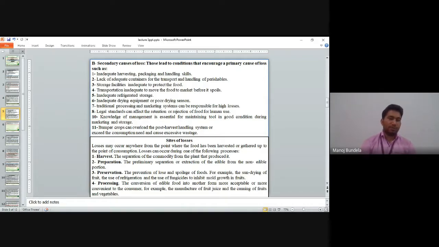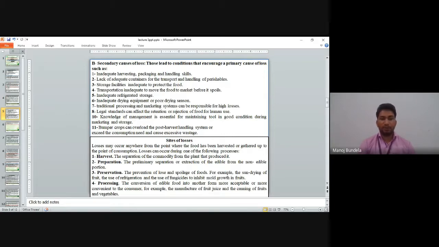The first is during the time of harvesting. The separation of the commodity from the plant that produces it, means when we separate a commodity from the plant, just like a mango plant. From the mango plant we will harvest the mango. During the time of harvesting there are also losses. They will fall down, and loss will occur. So that also comes under the losses.